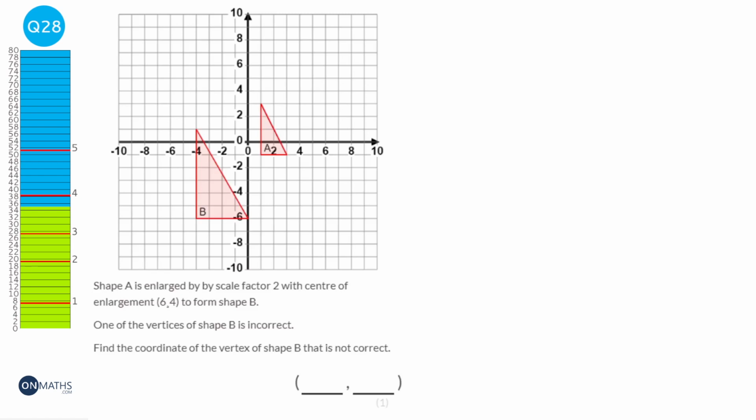So in this question we are told that the centre of enlargement is at 6, 4. So let's just put a cross there. And what I'm going to do is just draw ray lines from the centre of enlargement, and we're just going to go through each of the corners of our shape A. And we're going to just check whether it goes through the corner of shape B, which it does on this one. Let's just keep going. Yeah, it does on this one.